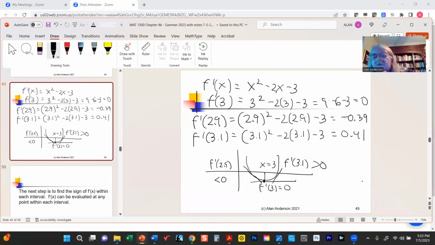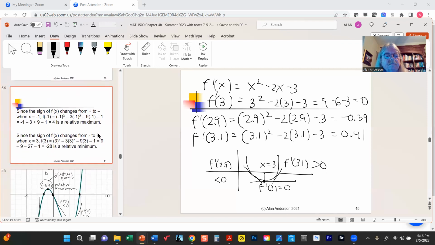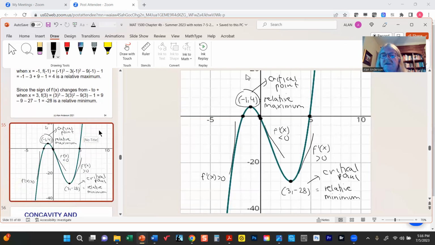So what we've been able to do is first identify the critical values, which potentially could be maxima or minima. And then we were able to figure out which one is a maximum and which one is a minimum, simply by looking at the slopes in the immediate neighborhood of that point, 3 and -1 in this case. So that is our first derivative test. Now here's the final result. Here are the 2 points that we found.